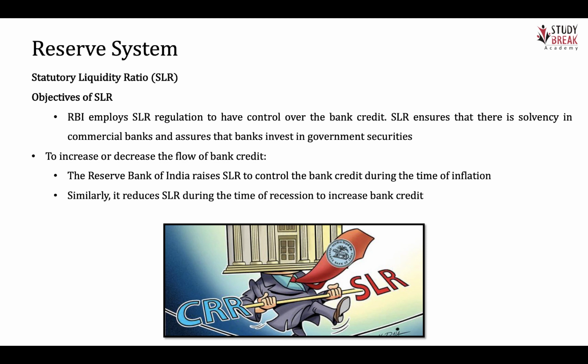The Reserve Bank of India raises SLR to control the bank credit, because now you have to keep SLR in your bank. If the SLR says 35%, then 35% of your NDTL should be kept as SLR, so that you don't have enough money to invest, so that the inflation comes down. Similarly, it reduces SLR during the time of recession to increase bank credit. For example, now the SLR is as low as 18%. So this is done so that the banks can invest more and more. It doesn't need to keep much money as assets.